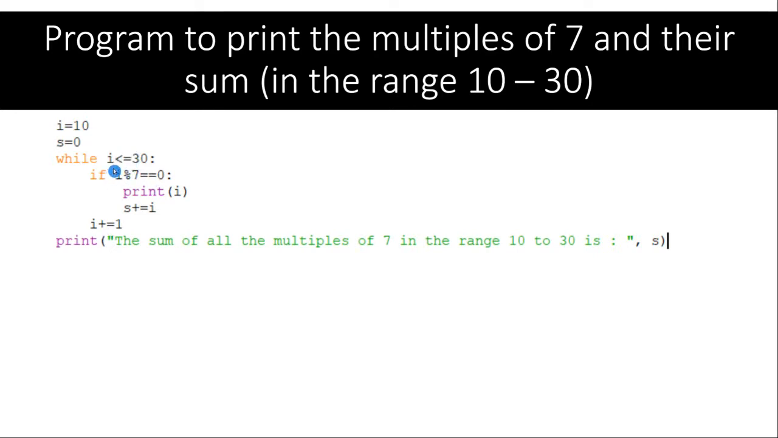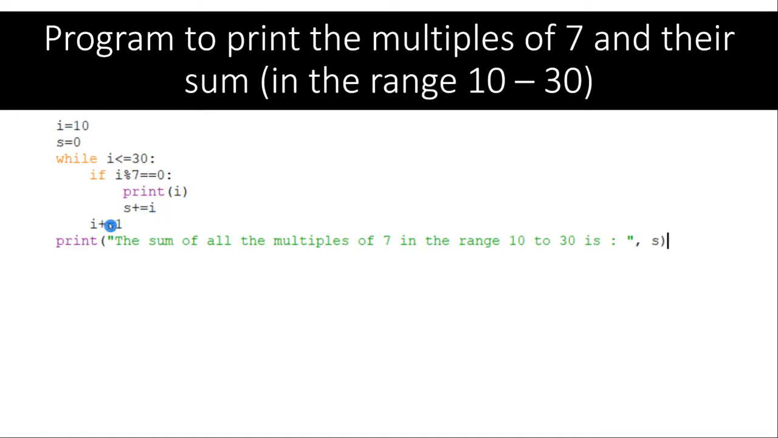17, 18, 19, 20, 21. So in case of 21, the condition is true. It will print 21. It will add 21 along with S. So now the value of S is 14 plus 21. Next, it will come here. Then it will go on like that. Again, the case is true only when the value of I is 28. So it will print 28. Then already 14 plus 21 plus 28.